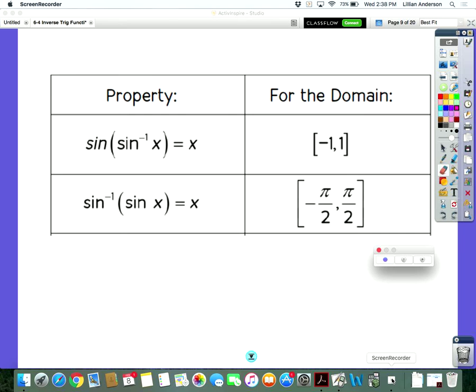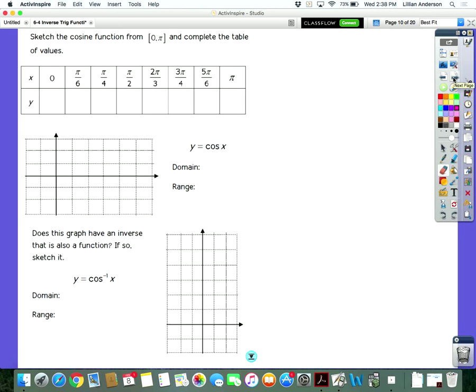Okay? Now, cosine. Yes, we gotta do cosine and we gotta do tangent. Let's go. We're gonna do the same thing we did before. Unit circle time. What is the cosine of 0? 1. Pi over 6. What's the cosine?